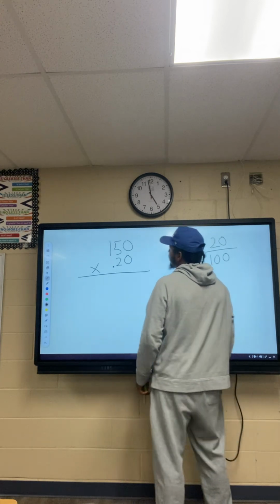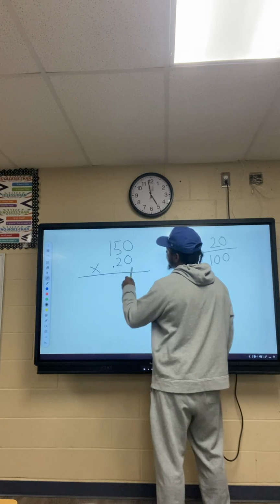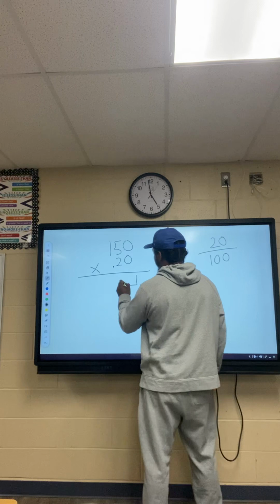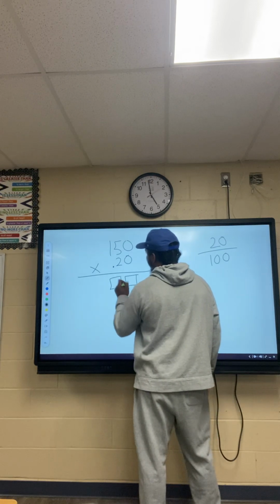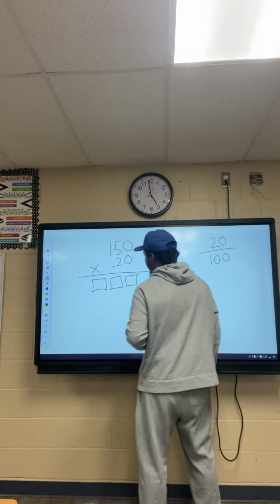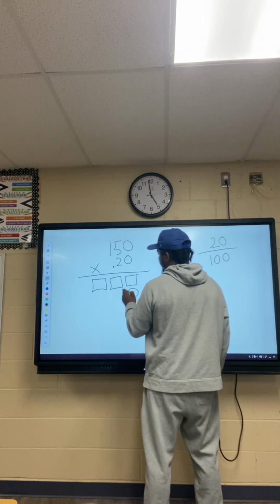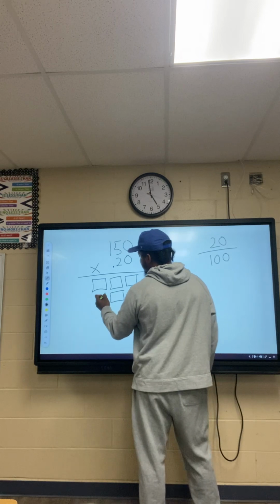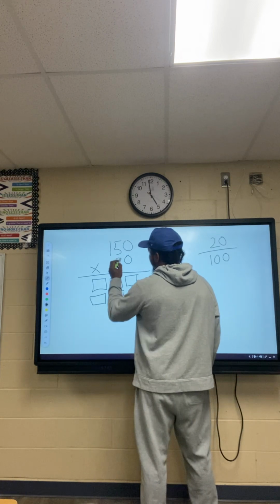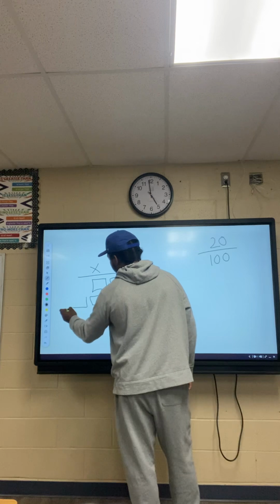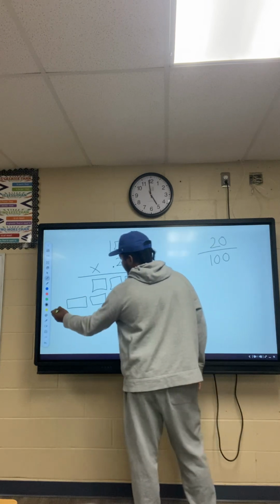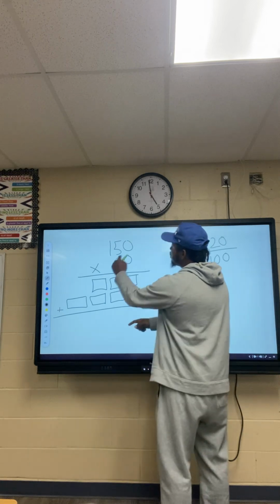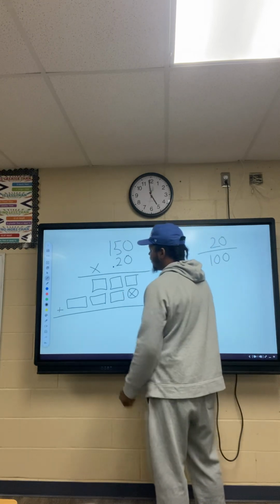The way we multiply with the standard algorithm is we take our 0 and multiply by everything up top. So we got 0 times 0, 0 times 5, and 0 times 1. Next, we need a zero spacer before we move over to the 2. So now we have 2 times 0, 2 times 5, and then 2 times 1. All right, then we can go ahead and add that up, and that's going to give us the number that equals 20% of 150.